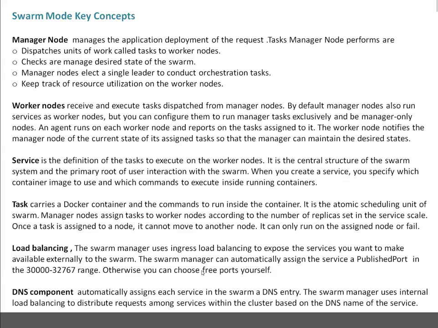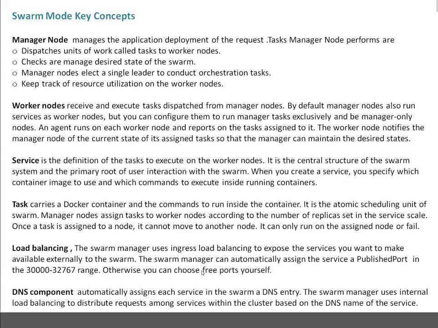Once a task is assigned to a node, it can't move to another node. It can only run on the assigned node or fail. Let's say you have kicked off a build on this particular node, for this particular container to be created using Swarm. In case that node dies in between the container creation, the task will fail. If the task is already completed, that is, a running node or running application now, in case that node dies, then Swarm will kick off the build of a similar image on another node.